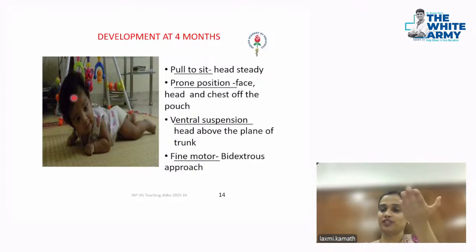That means when a newborn is put in a ventral suspension, it will be a complete lag. Then it will start just momentarily holding around 4 weeks of age. By 3 months of age, because the head control is there, it will try to maintain at the horizon or the same level. And then at 4 months of age, it will try to lift the head above the plane of the trunk. So this is how the gross motor development happens.